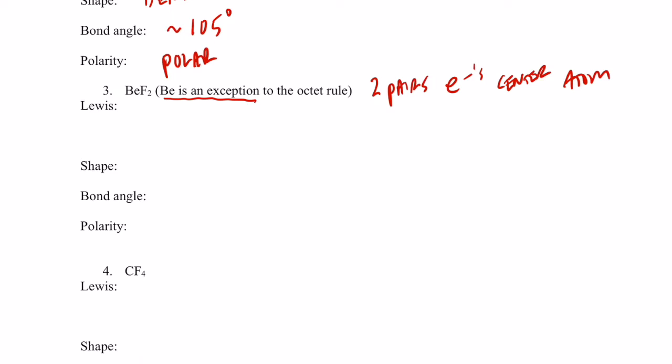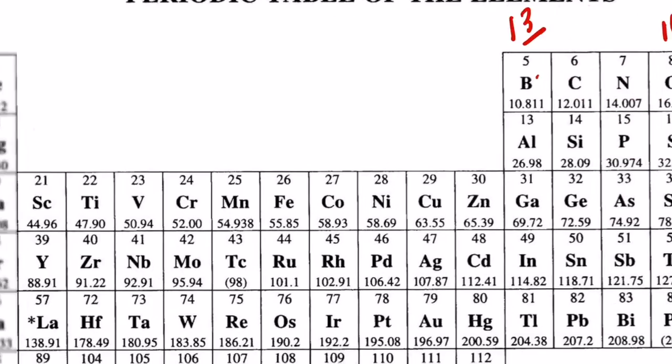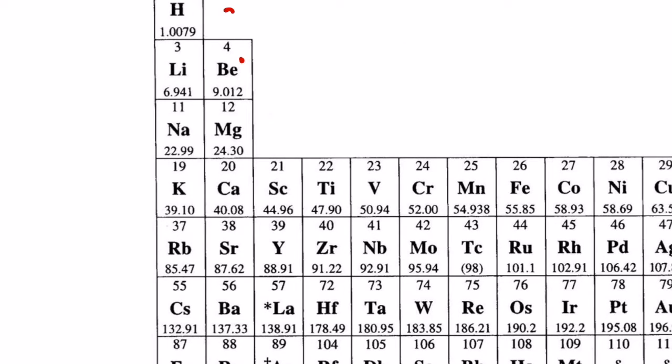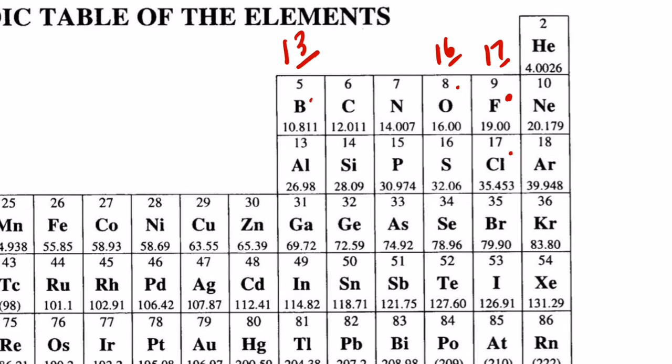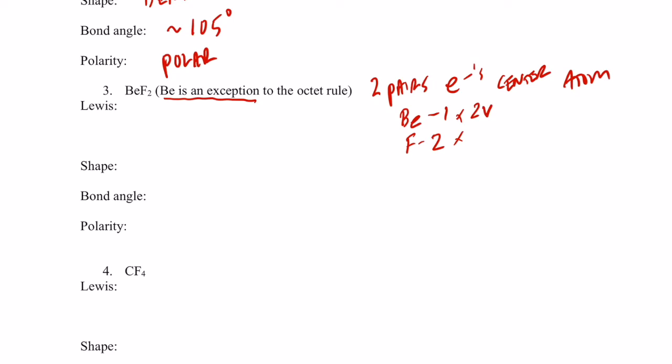So let's figure out how many valence we're allowed. There's a beryllium and 2 fluorines. So let's find beryllium on the periodic table. It's way over here in group 2, and we've already found fluorine earlier. It's in group 17. So 2 valence for beryllium, 7 valence for each fluorine. Looks like we have 2 plus 14. Looks like we're allowed 16 valence electrons in my Lewis structure.